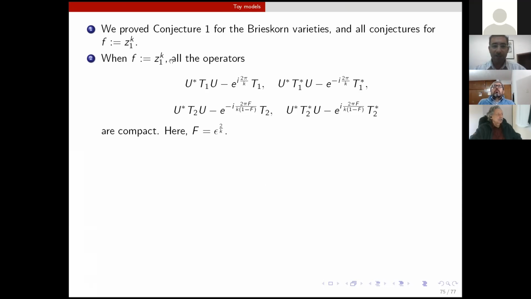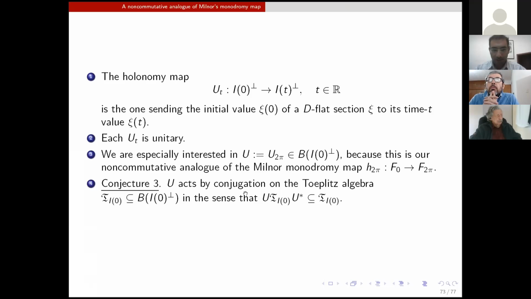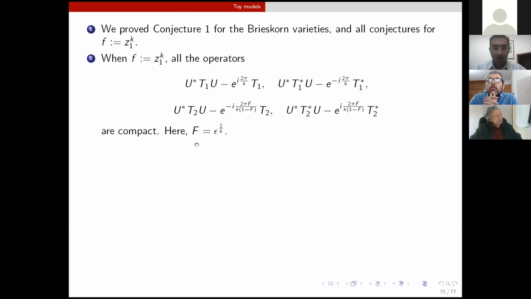In the special case, I have 8 minutes. For this very special polynomial, z1 to the power of k, I told you about this conjugation. U acts by conjugation of Toeplitz algebra, but here is what our computation shows. If, in a very special case, f is just a power of some coordinate function, then you have these formulas.